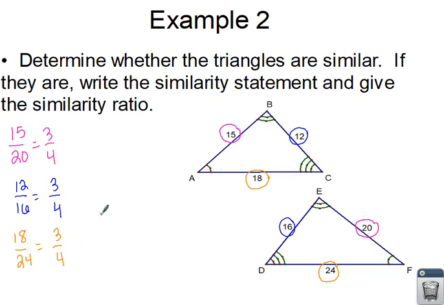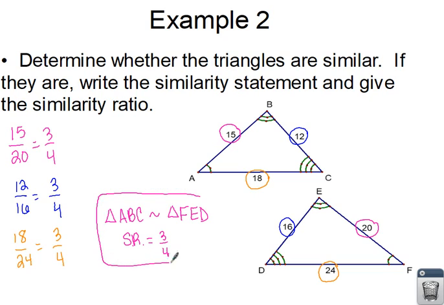So the similarity statement, we say triangle ABC is similar to triangle, and we have to match everything up. So this would be FED. And then their similarity ratio, we'll put SR equals 3/4 because that's the ratio that all the sides were in. Okay? So those two triangles are similar by a ratio of 3/4.